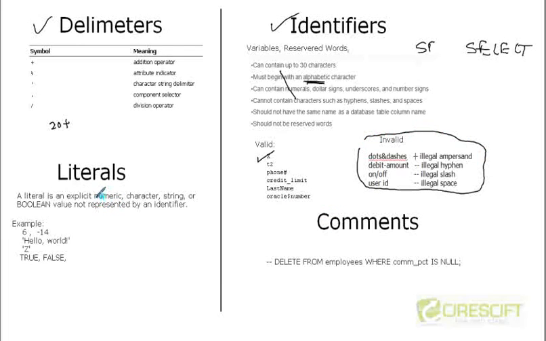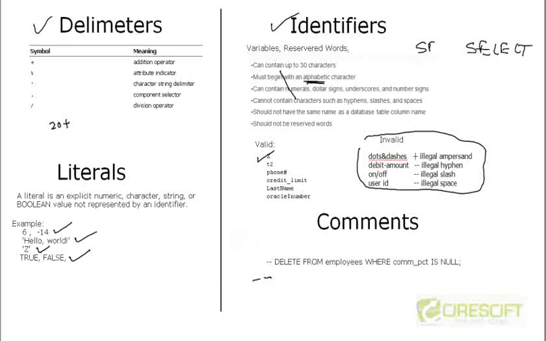Then the other type of lexical unit is literals. A literal is an explicit numerical, character, or string value. That means 6 or minus 14 is an example of a literal. Hello world is a string literal. G is a character literal. True and false are Boolean literals. The last one is comments: we give two hyphens to say that this is a comment. So essentially these are the four types of lexical units that we have. What we learned is that we allow everything in the character set except a backquote, and then we combine those characters to form lexical units, and those lexical units are divided into four categories.